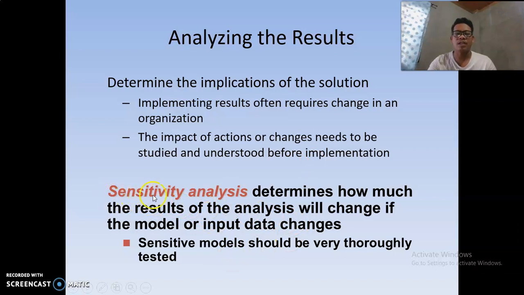Then we also have sensitivity analysis, which determines how much the result of the analysis will change if the model or input data changes. This is just testing the model: if you change the different steps or the variables used in the model, there will also be changes in the output. So if there are changes in the input, there must also be changes in the process and in the output of the method.